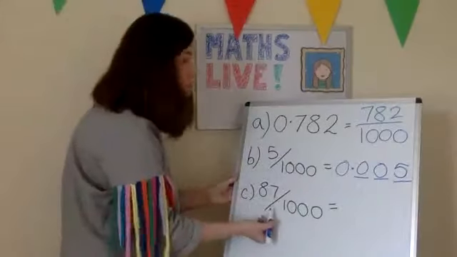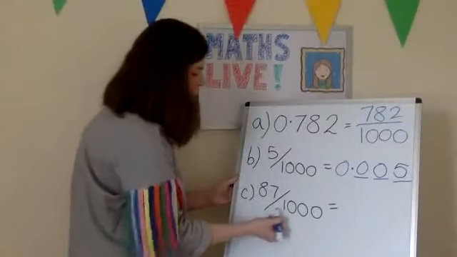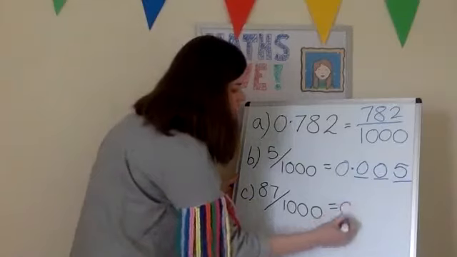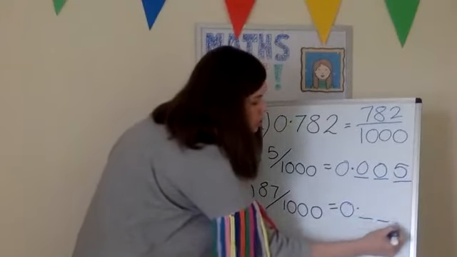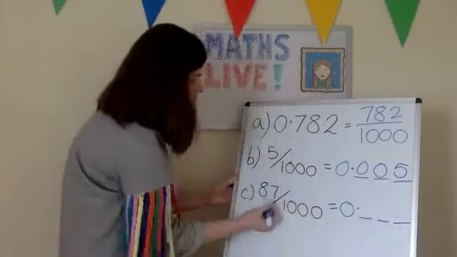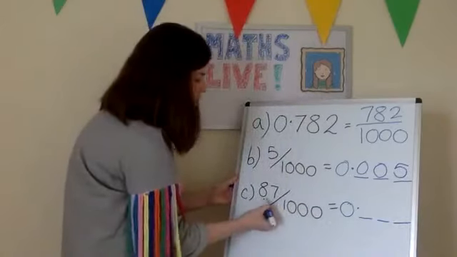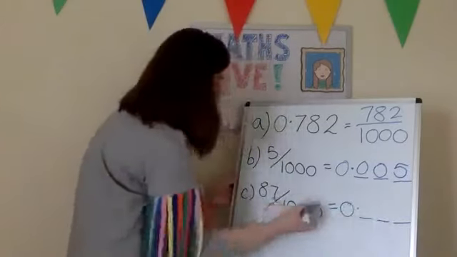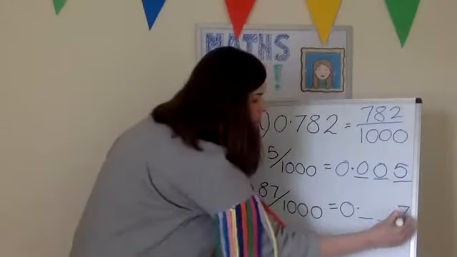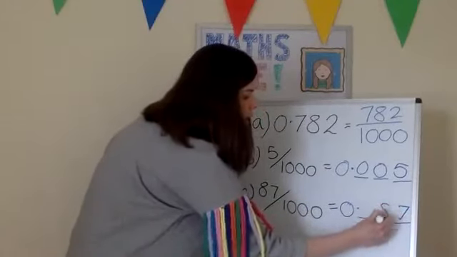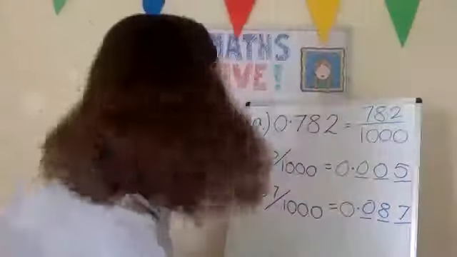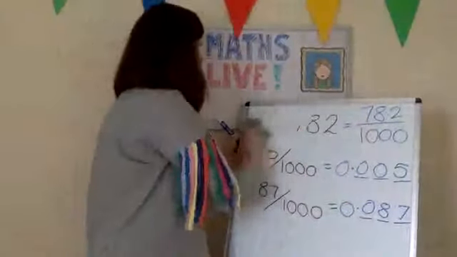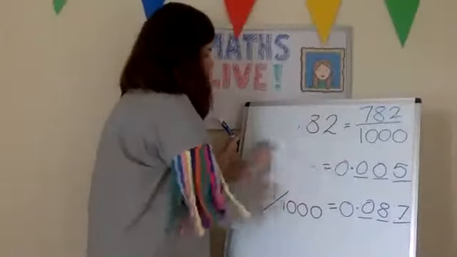And similarly here, if you're going into the thousandths again, so 0, and then you've got to go 1, 2, 3, and there's 87. So we've got over 1,000, so it's 0.087. I'm going to show you why that is like that. I'm going to give you a different explanation.